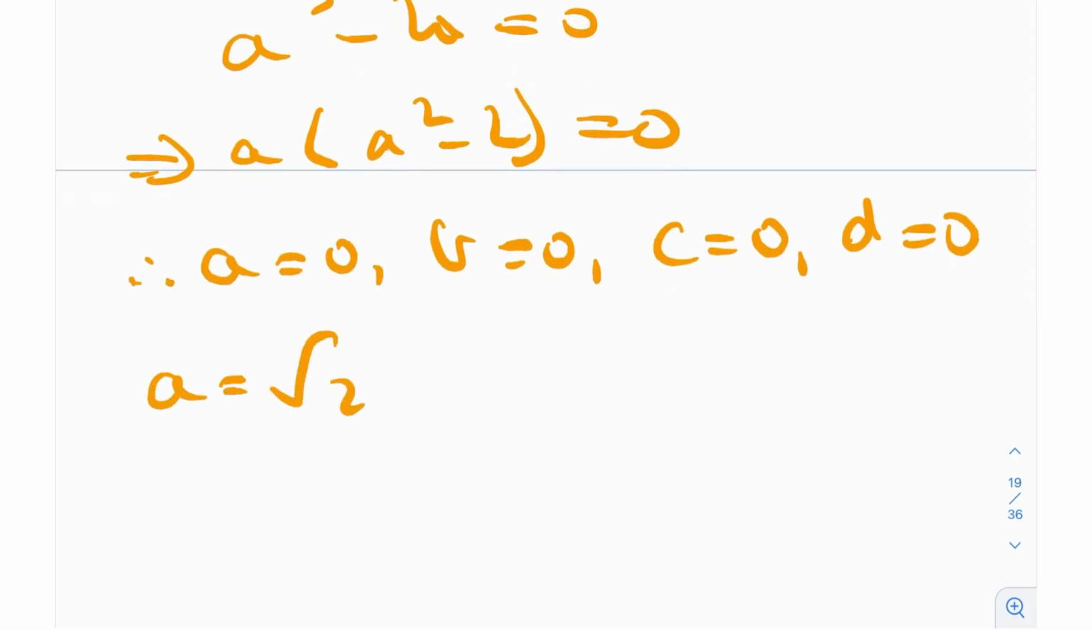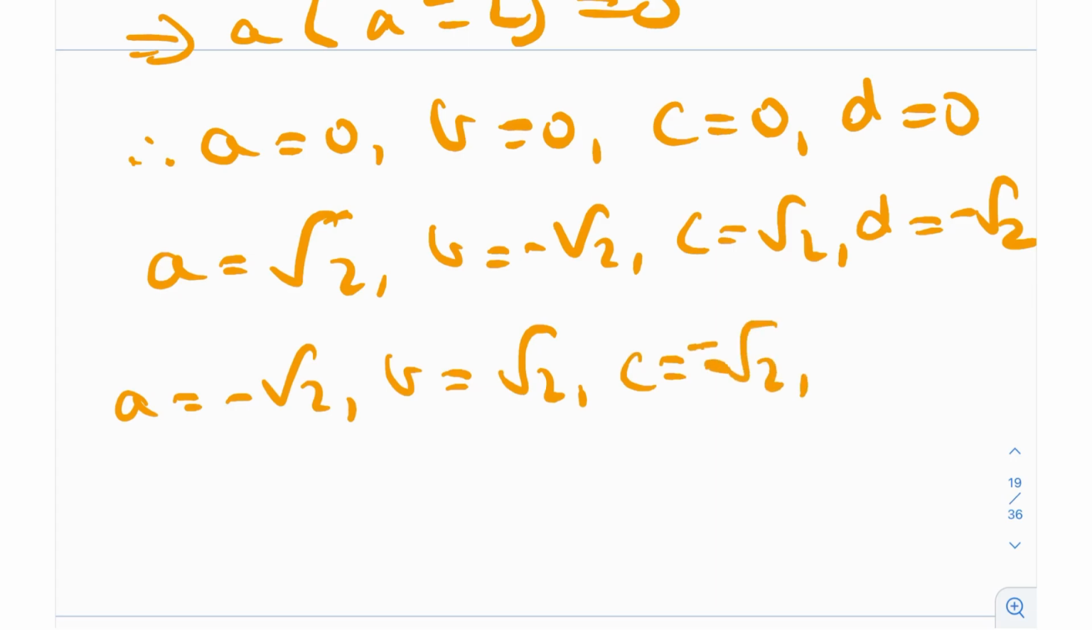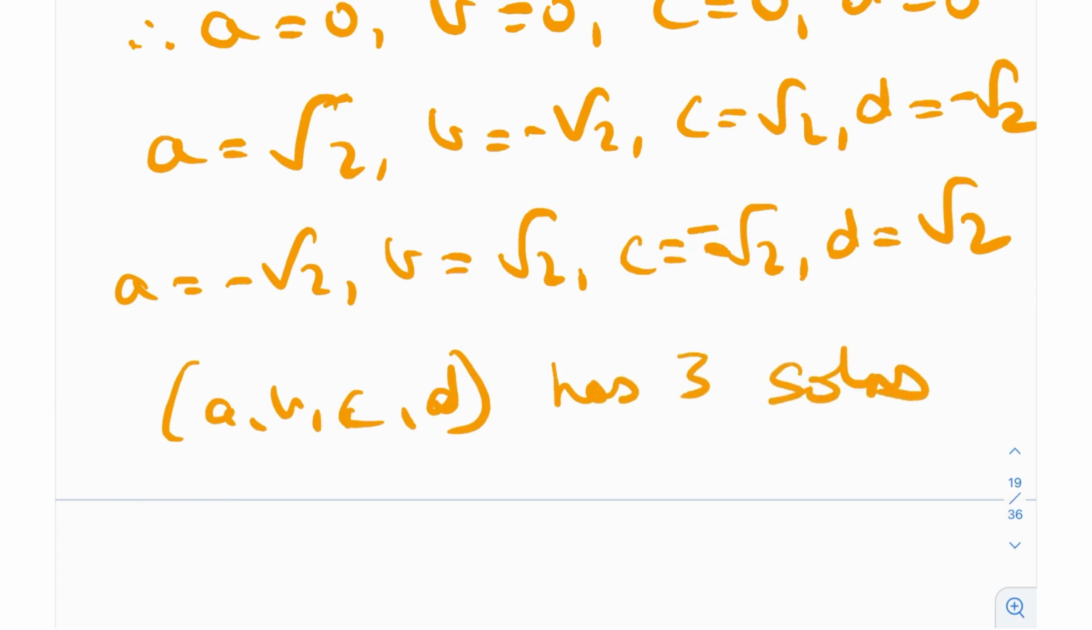a can also be root 2 from this a square minus 2 is equal to 0. So b will be negative of that, c will be a, and d will be b, so d is negative root 2. Similarly, a can be negative root 2, b will be negative of that, c will be equal to a, and d will be equal to b. So we have effectively a, b, c, d has 3 solutions. And yes, that's the end of the question.